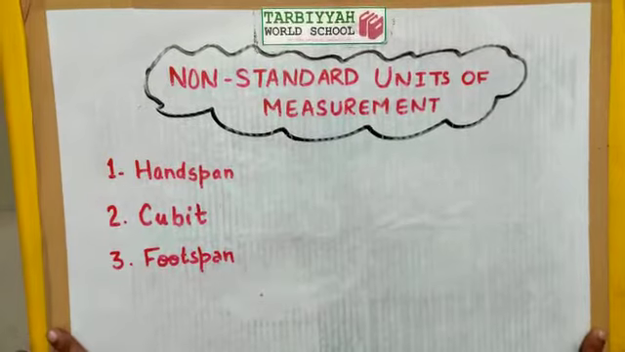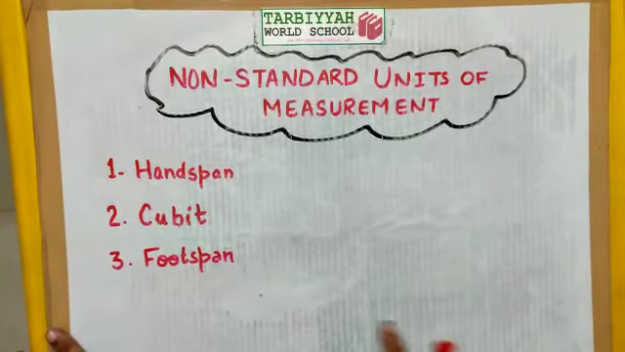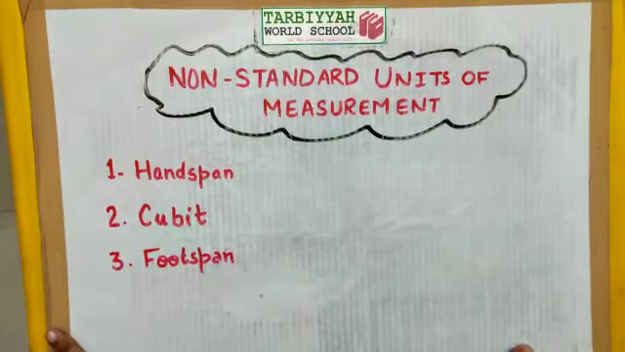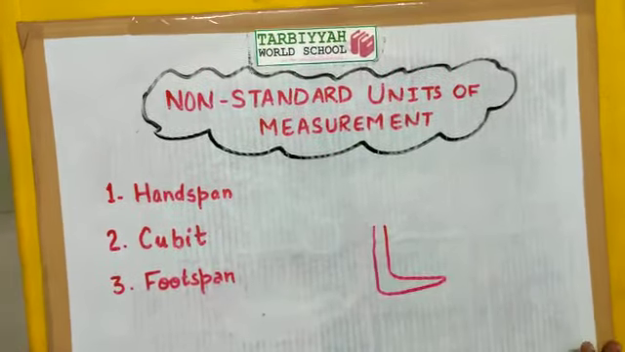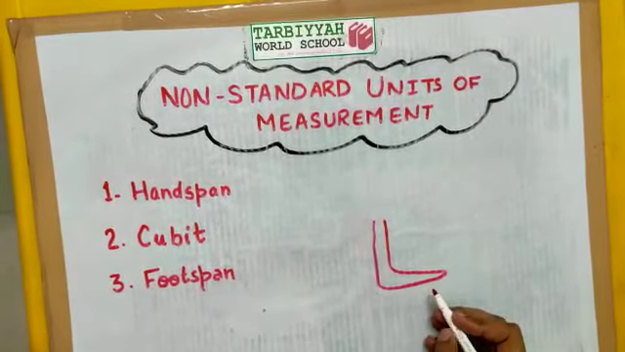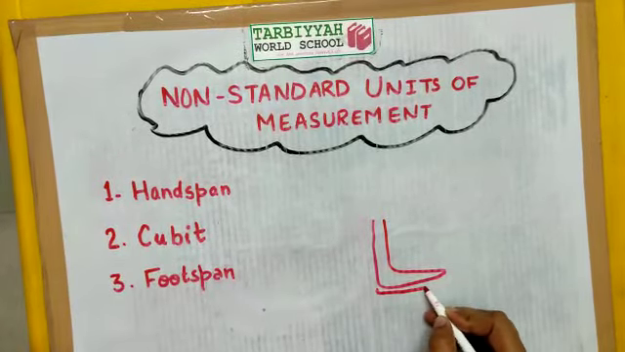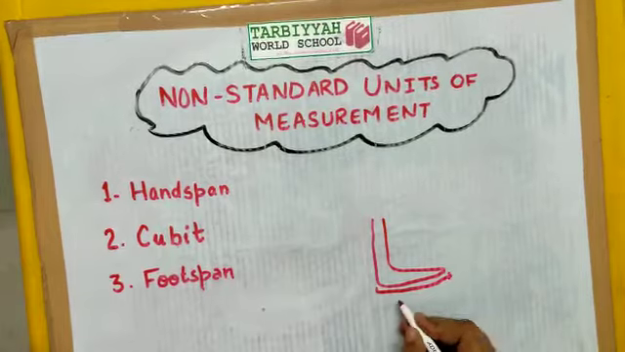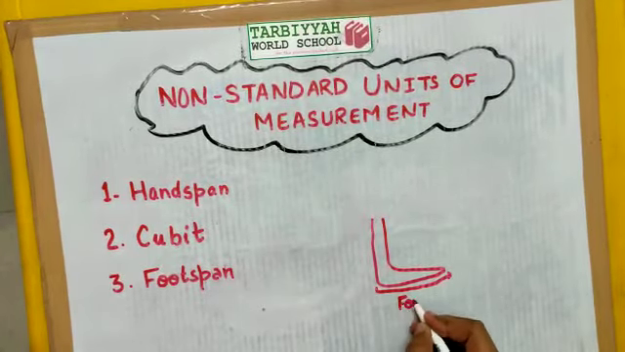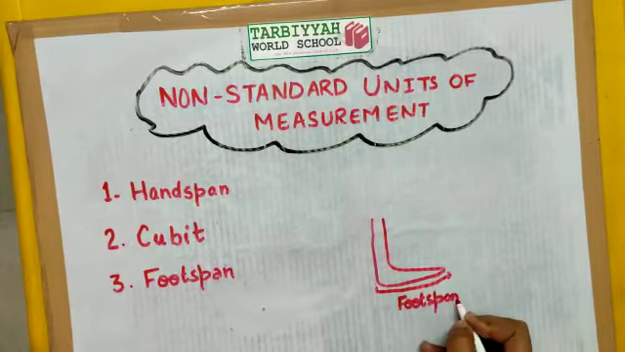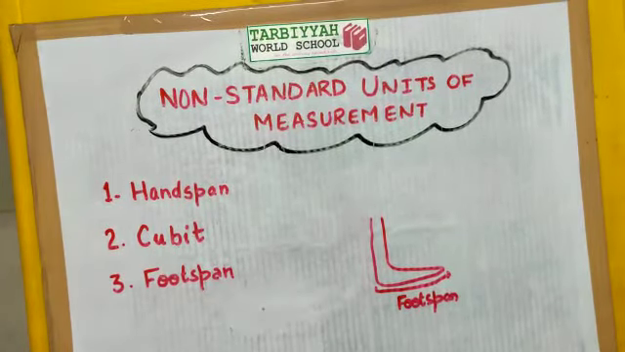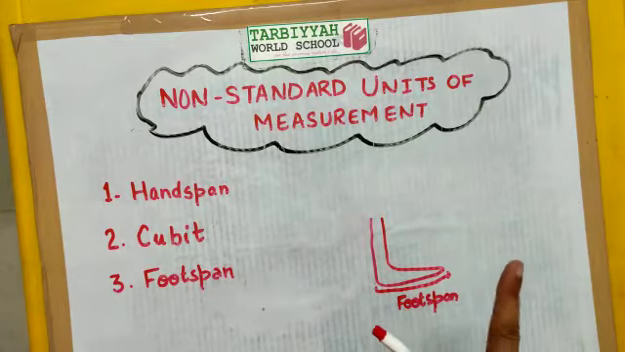And the third one is foot span. The distance from the end of our heel to the tip of the big toe is a foot span. We can also measure the distance of our floor with the help of foot span. This is called 1 foot span.